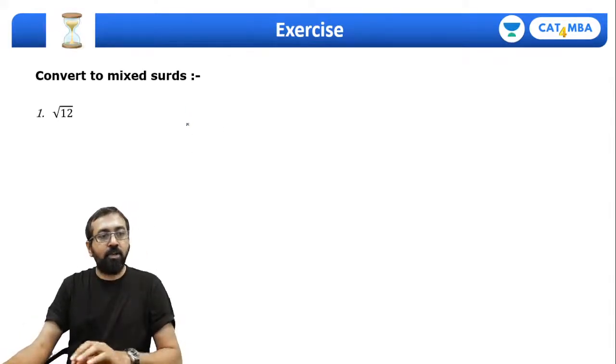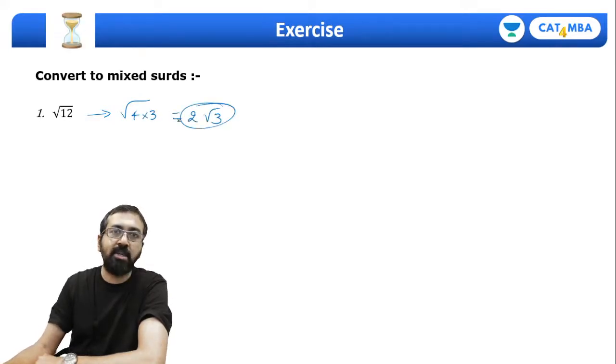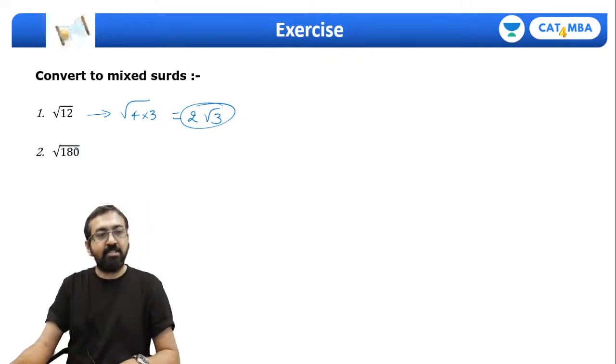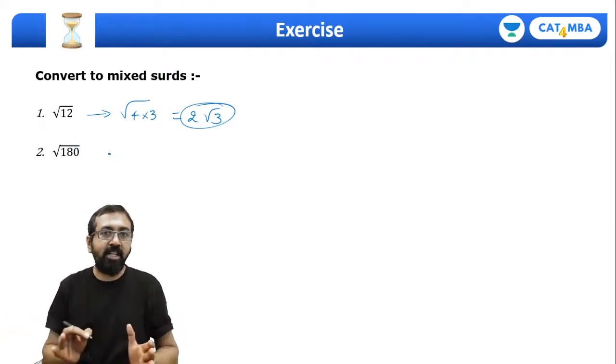Right, now convert to mixed surd. So we know how to convert this to mixed surd. So root 12, of course, as I mentioned, can be split as root 4 into root 3, or you can say it's 2 root 3. So this is the mixed surd. Okay, same way, let's take one more question. Square root of 180. Now can you think how you can split 180 in such a way that you can find the square root of one part?